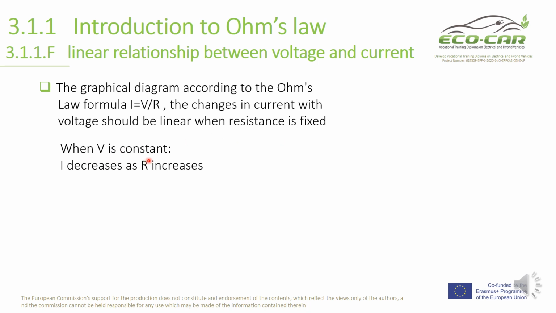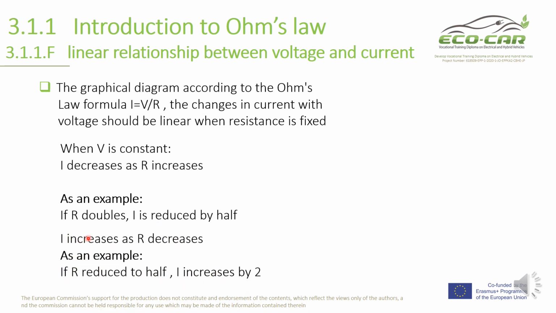When voltage is constant, I decreases as R increases. As an example, if R doubles, I is reduced by half. I increases as R decreases. See, here I decreases, R increases. As an example, if R is reduced to half, I increases by 2.